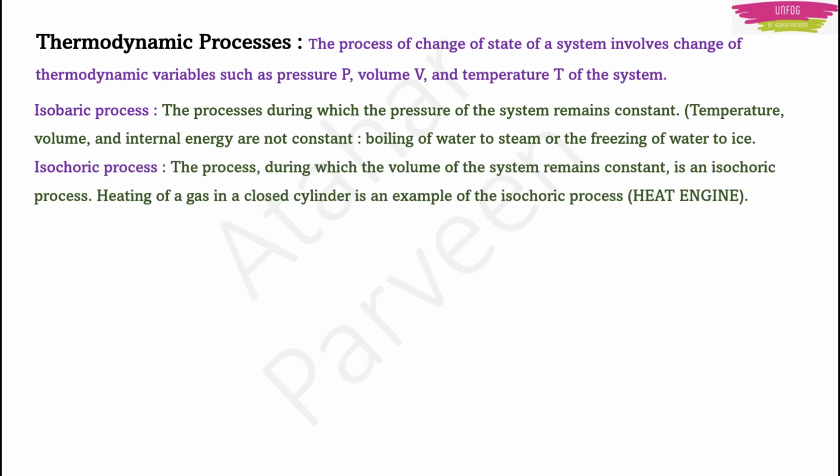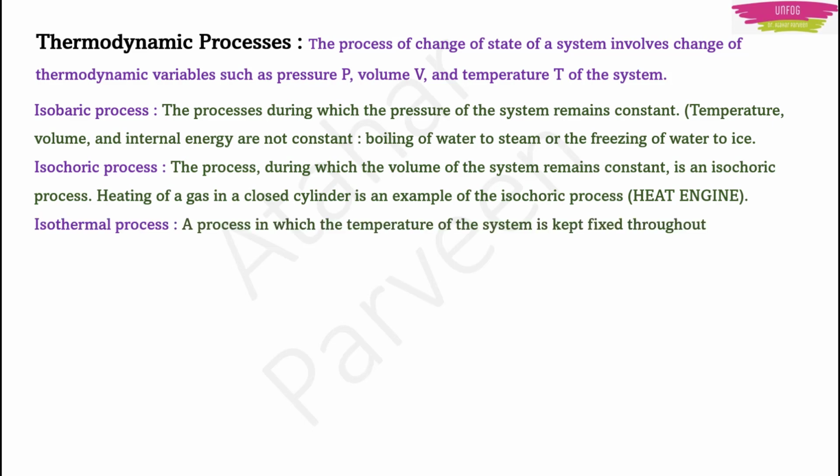Then comes the isochoric process. In isochoric process, the volume of the system remains constant. Okay. For example, heating of a gas in a closed cylinder. The best example is a heat engine. We'll talk about heat engine also in this lecture only. The process happening in the heat engine is an isochoric process.